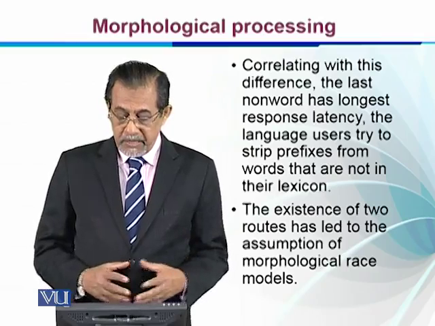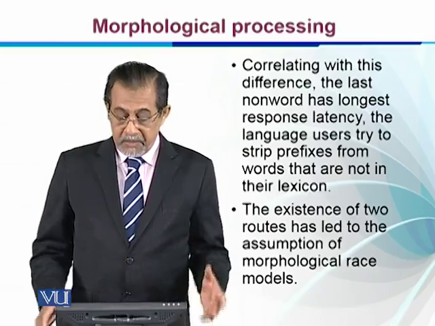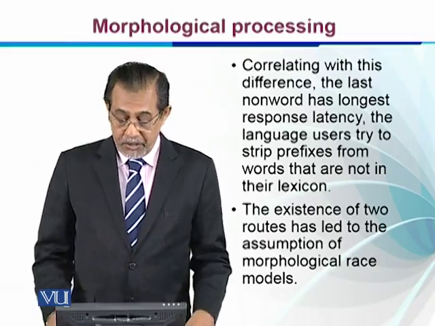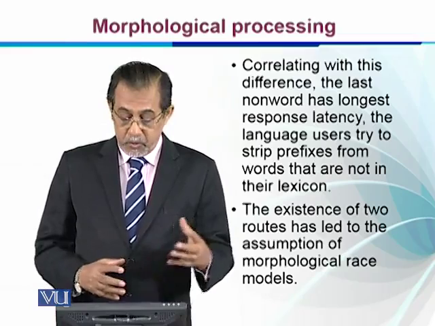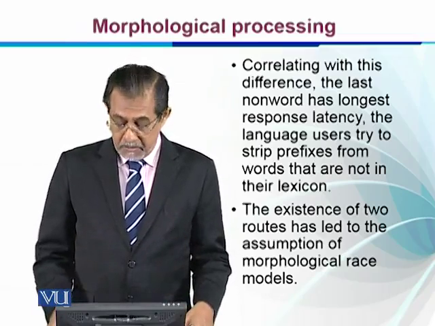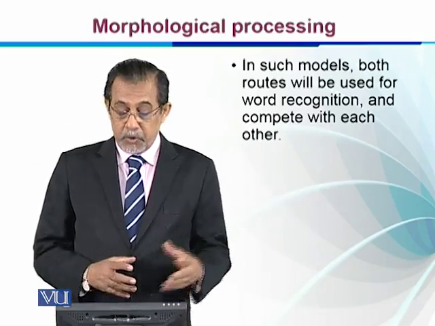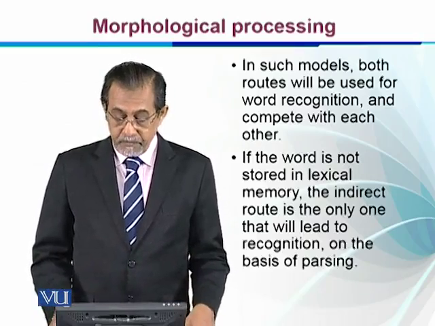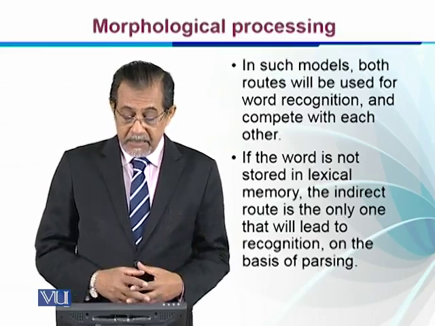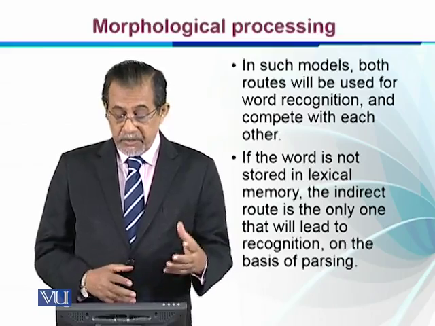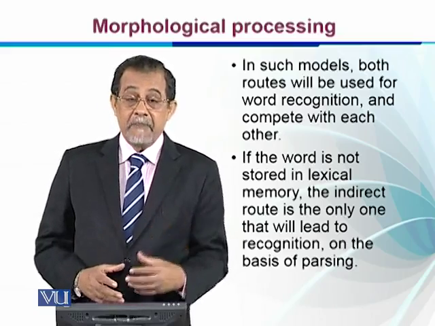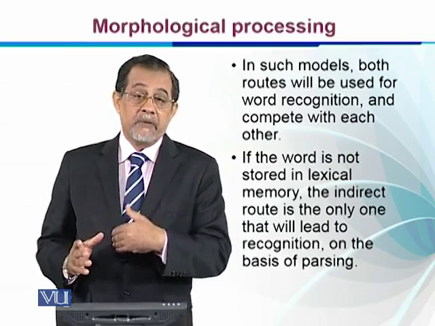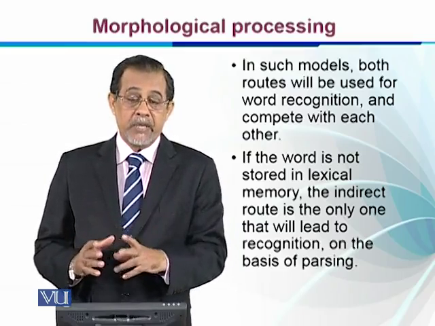The existence of two routes has led to the assumption of morphological race models. So the existence of two routes, indirect route and direct route, has prompted morphologists to assume the morphological race model. In such a model, both routes will be used for word recognition, direct and indirect, and compete with each other. If the word is not stored in the lexical memory, the indirect route is the only one that will lead to recognition on the basis of parsing. Obviously, if we come across a new word, we will first parse to reach its meaning, because we did not know that word and it was not stored in the memory.